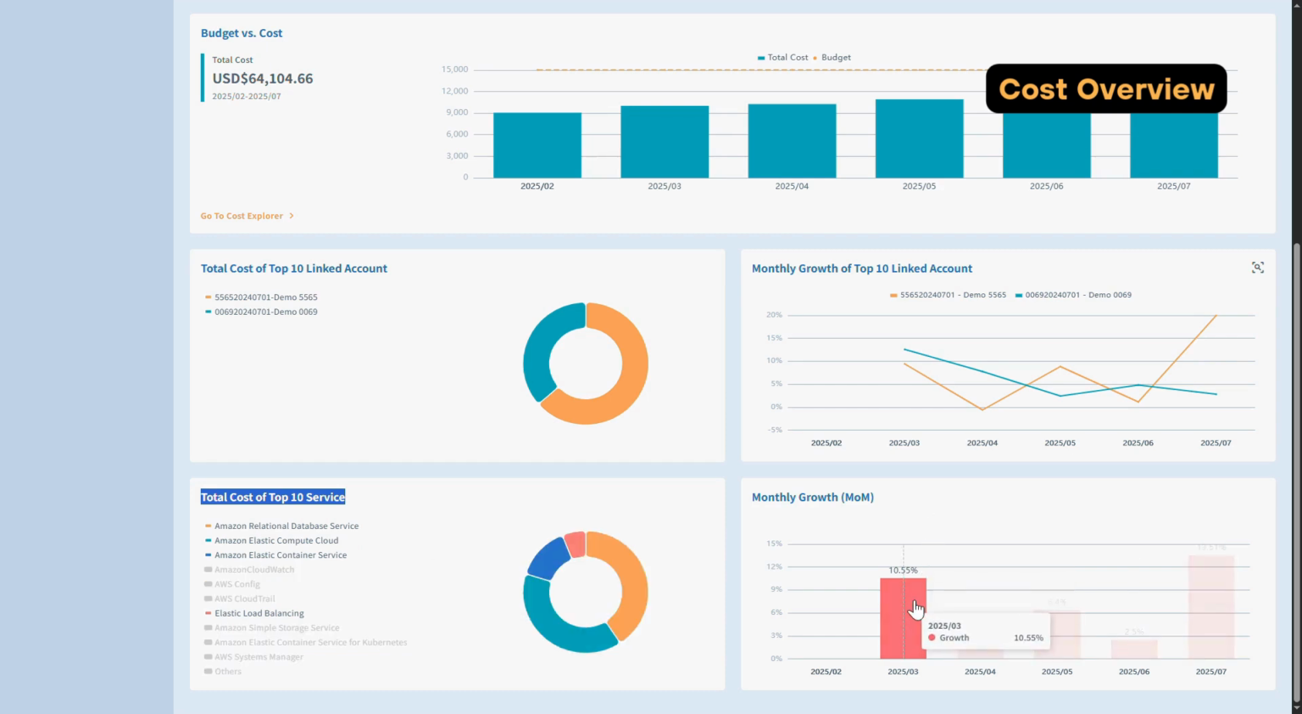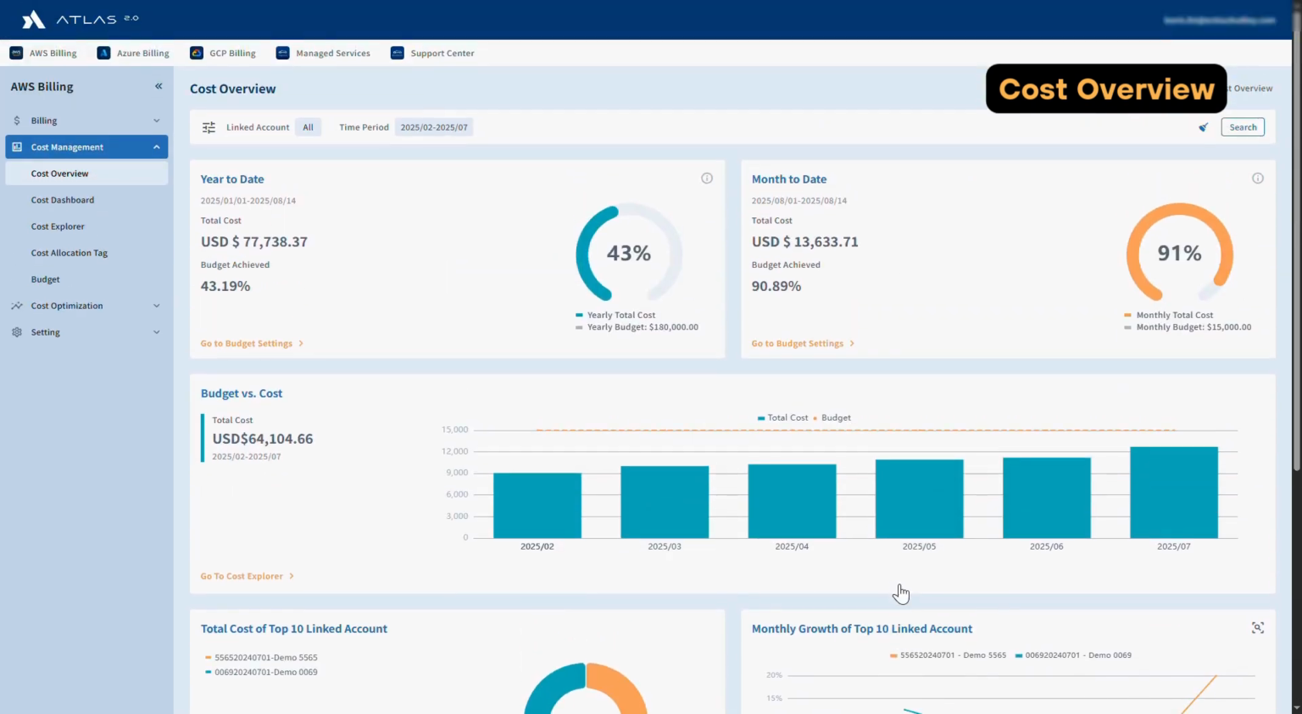Finally, let's take a look at the bottom right bar chart, monthly growth. This shows the month-over-month spending change in percentage terms. For example, March was up 10.55% from February, while the increase in May slowed to 6.4% from April. This gives us a quick pulse on overall spending. It's a very practical metric for trend tracking. The dashboard serves as a cost compass, showing spend amounts, trends, and allocations, enabling even non-technical users to manage AWS costs easily.